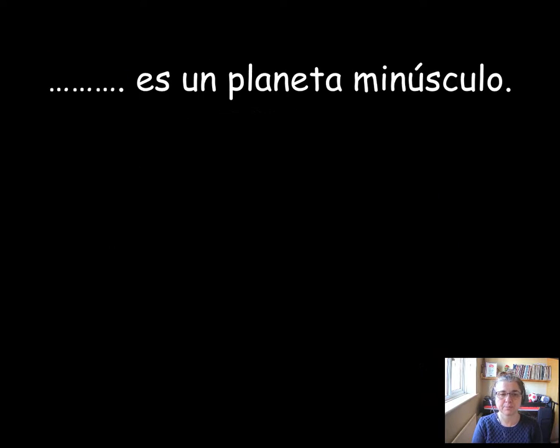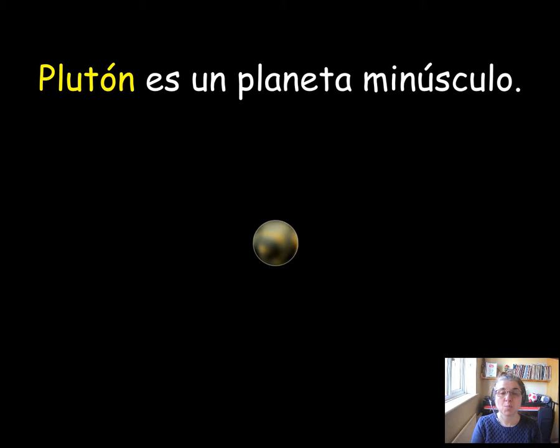Let's have a look at another one. Something or other es un planeta minúsculo. Something es un planeta minúsculo. What do you think minúsculo means? We've got the English word minuscule, which means the same thing. It's tiny. So, what do you think is going to go in that space? Let's see. Plutón es un planeta minúsculo. So Pluto is a tiny planet. We've seen the figures. We know it's tiny.